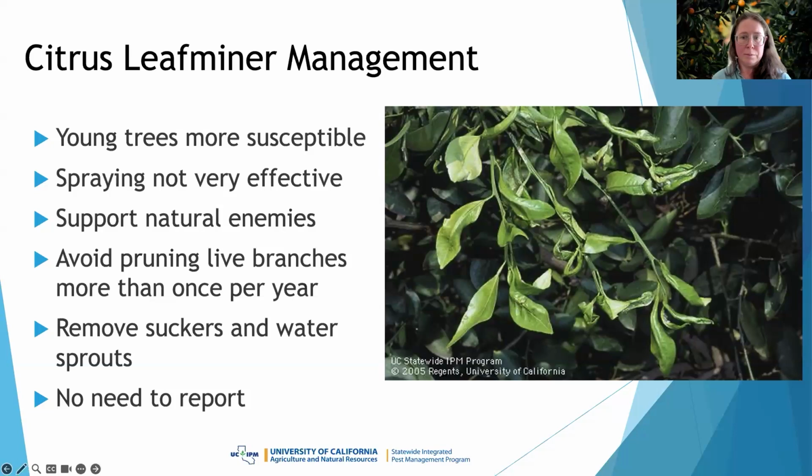You can avoid pruning live branches more than once per year because excessive pruning can encourage the plant to sprout excessive new growth, and this isn't very attractive to citrus leaf miners. Suckers and water sprouts are also a source of young leaves that attract this pest, so keeping those pruned is also helpful. Reporting this pest isn't necessary, but you can contact your local UC Cooperative Extension Office or County Agricultural Commissioner for more information if you think you have an infestation.